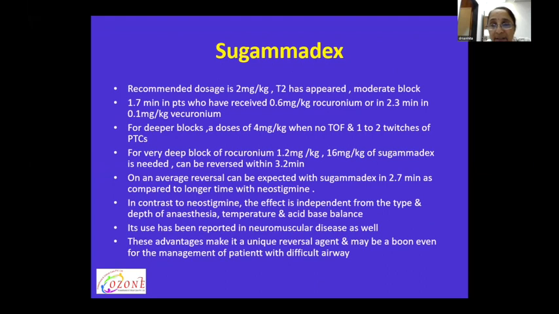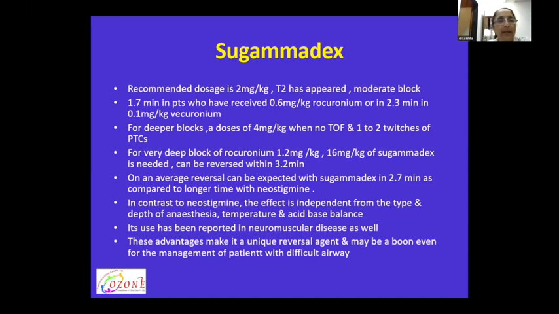What is the recommended dose? Sugammadex has been introduced recently, and its recommended dosage is 2 milligram per kg when the T2 second twitch has appeared in the train of four, that is a moderate type of block. Recovery takes 1.7 minutes in patients who have received 0.6 milligram per kg of rocuronium, because various intubating dosages of rocuronium are being used, 0.6, 0.9, 1.2 like that, or 2 to 3 minutes with 0.1 milligram per kg of vecuronium.